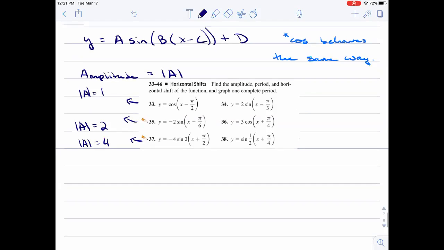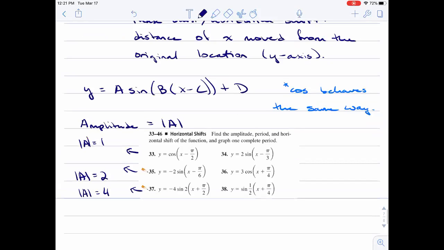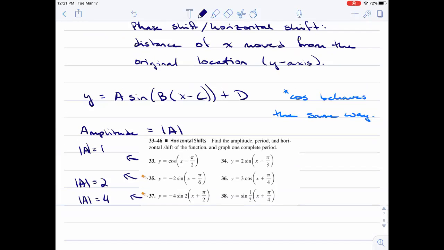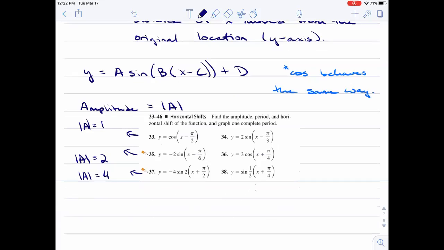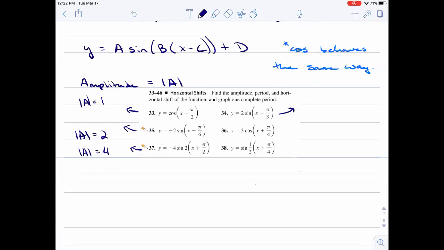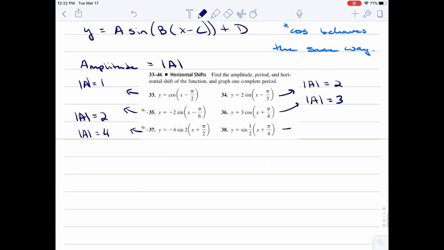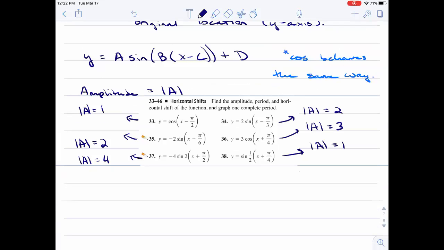So what we'll have is we'll be given one of these, but not 37. You'll be given one of these, and then you'll be asked, okay, what's the question say? Find the amplitude, which we've done. The amplitude for each of these is, the absolute value of A is 2, the absolute value of A is 3, and here the absolute value of A is 1. So we've been able to find the amplitude of each of these. Then we're going to find the period.